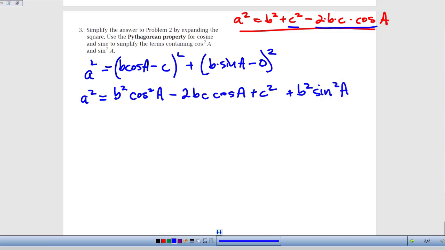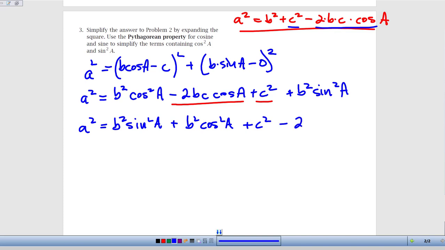So again, to review, we've got a couple of the elements that we want to see. We've got the plus c squared. We've got the minus 2bc cosine of A. But the piece that we're missing is the b squared. And instead, we have a b squared cosine squared A, and we have a b squared sine squared A. Well, what I'm going to do now is rearrange the pieces a little bit. So I'm going to rewrite our equation and regroup things. I'm going to write it first with b squared sine squared A plus b squared cosine squared A. And then I'm going to write the plus c squared and then the minus 2bc cosine of A.